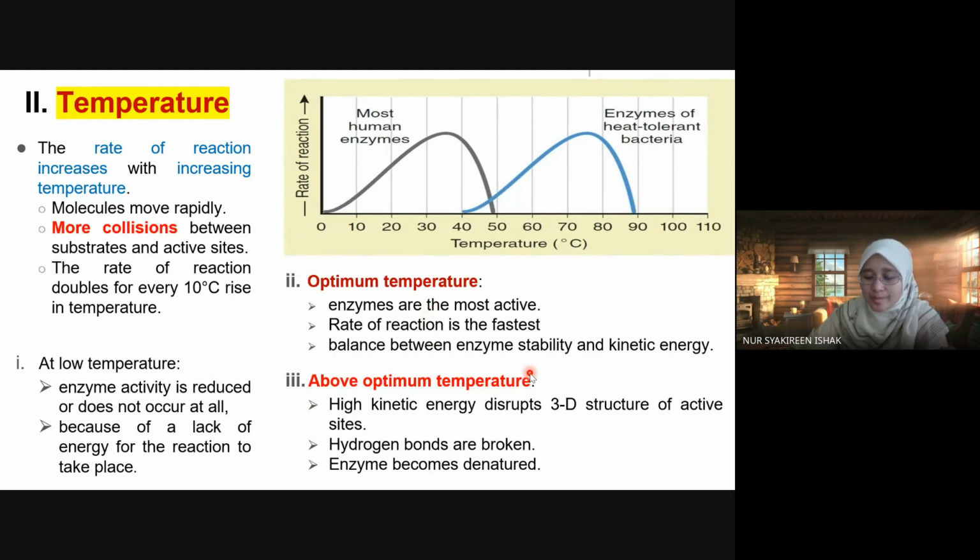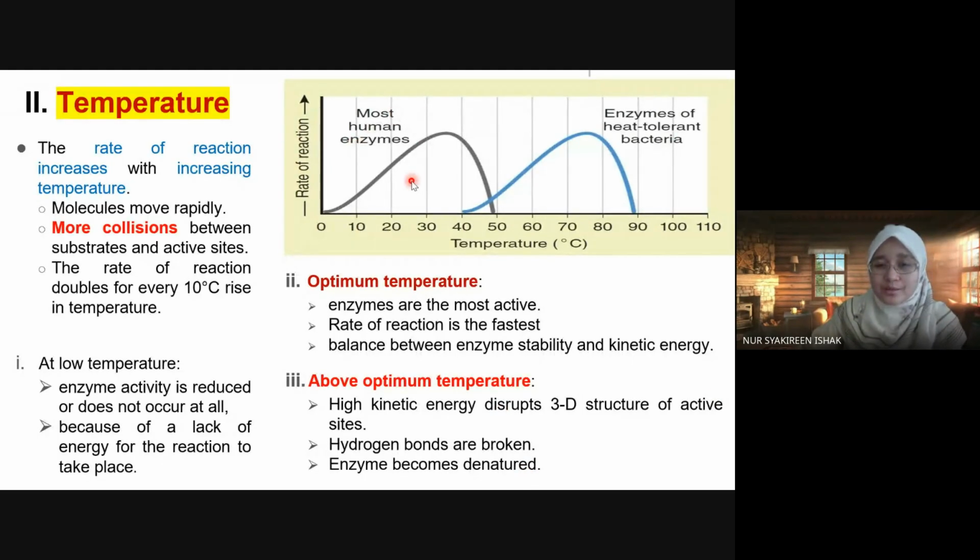And then above optimum temperature, due to the high temperature, the kinetic energy is even more. So the high kinetic energy will disrupt the 3D structure of the active site, especially by breaking the hydrogen bonds between the side chains of amino acids along the polypeptide chain, and causes the enzyme to denature. The enzyme loses its functional shape, its globular shape. So when there is an increase in temperature, the hydrogen bonds, for example, will break due to the high kinetic energy and cause the enzyme to denature.